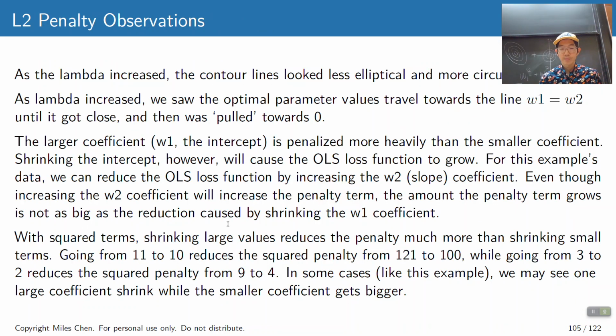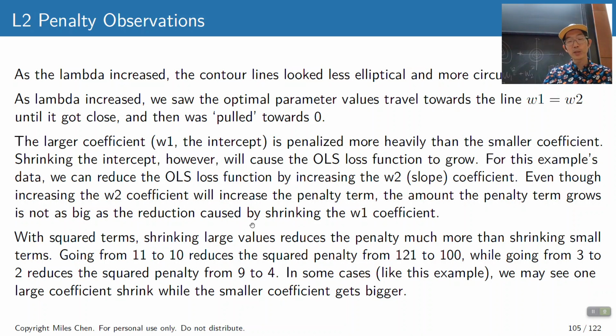So the larger coefficient W1, actually not the intercept, just the x1 term, sorry, is penalized more heavily than the smaller coefficient, and it causes the OLS function to grow, and we can reduce the W2 coefficient, right? So again, when you square things, shrinking something from 11 to 10 shrinks it a lot, right? 121 to 100. 11 squared is 121, 10 squared is 100. Whereas shrinking from, say, 3 to 2 shrinks it only a little bit: 3 squared is 9, 2 squared is 4.